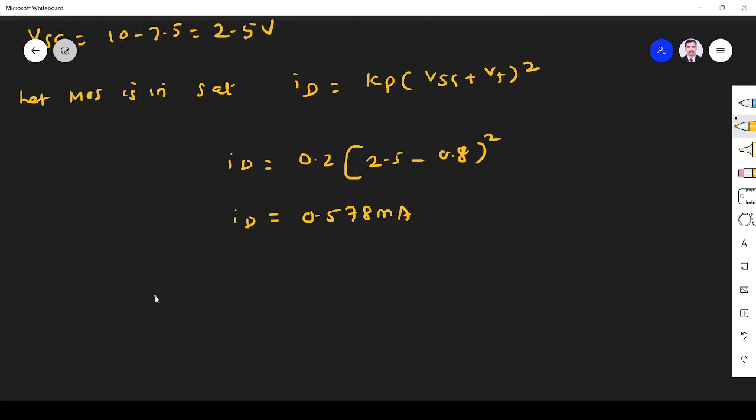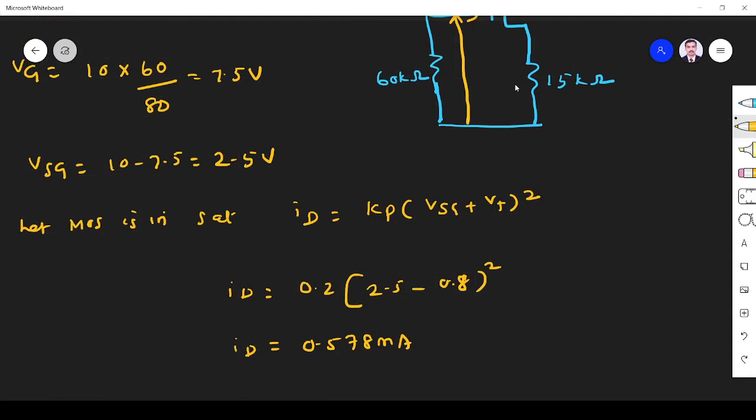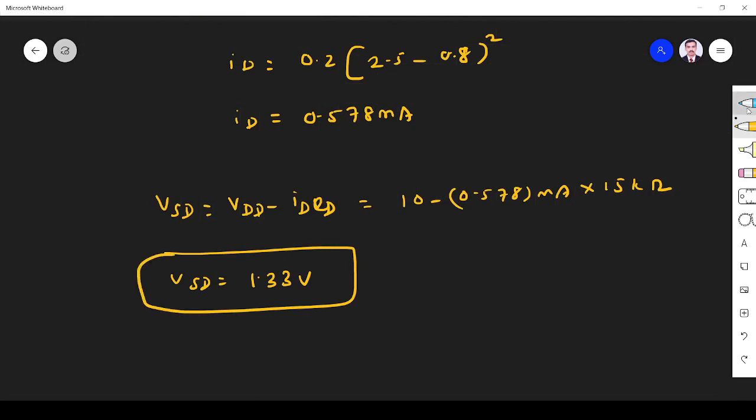Next we find VSD. VSD is nothing but VDD minus ID RD. VDD is 10, ID is 0.578 milliamps. RD is, as per the problem, 15 kilo ohm. RD 15 kilo ohm is given here, right? This is our RD, the drain resistor. So what we get is VSD is 1.33 volt. Next we have to check whether our assumption is right or wrong.